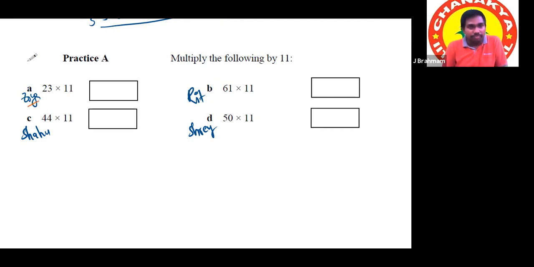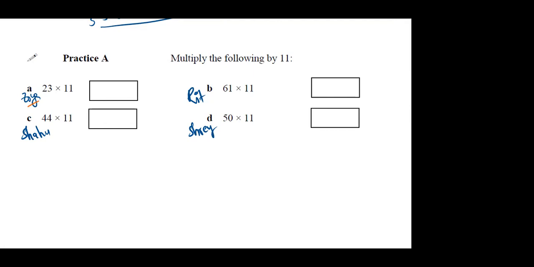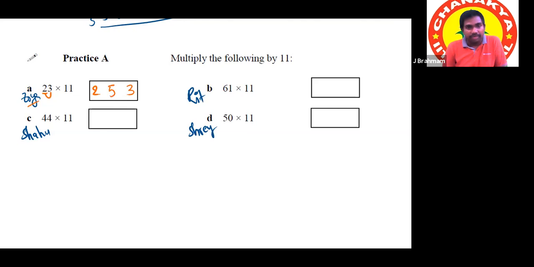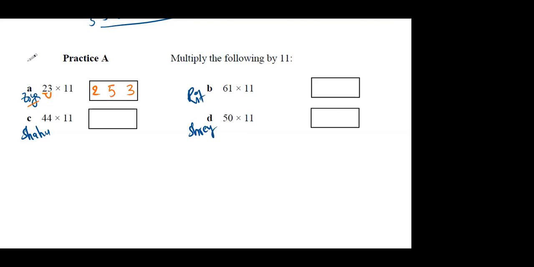We'll start with Zoya. Zoya, explain. Yes, sir. We'll write 2 and 3 as it is. We'll leave a space between them. Okay. And we'll add 3 plus 2, which will be 5. We'll write it in the middle. 2 plus 3 is 5. That's all. Finally, the answer is 253.